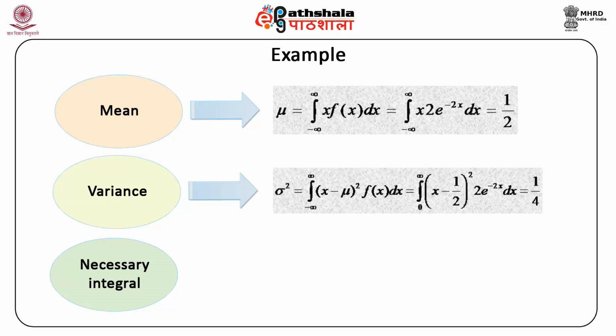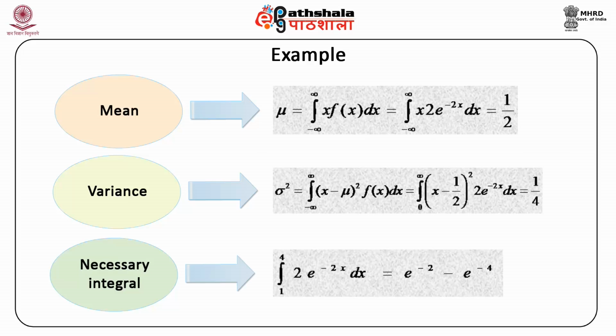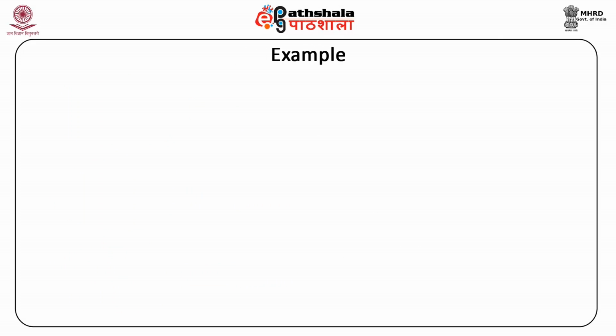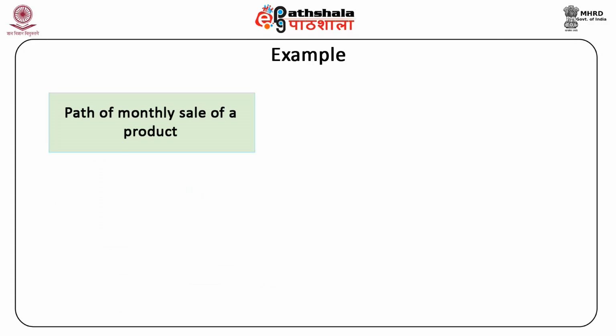Evaluating the necessary integrals, we get the integral from 1 to 4 of 2e minus 2x dx is equal to e to the power minus 2 minus e to the power minus 4. Let us look at another example. The monthly sale of a product is given as f of x is equal to 5 by 4 into 1 minus x square for 0 less than x less than 1.